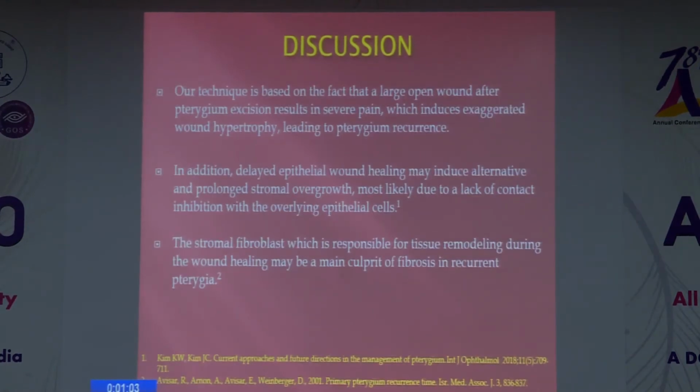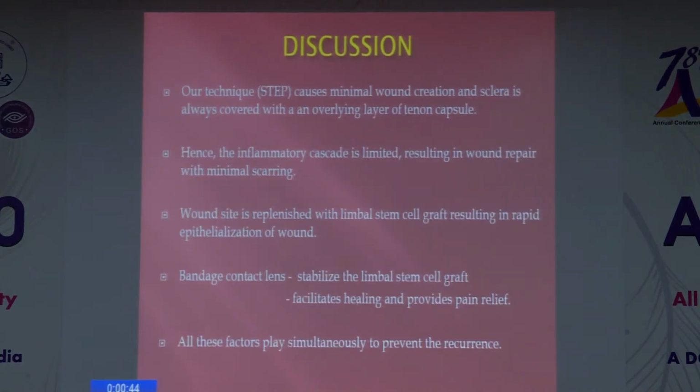Our technique is based on the fact that a large open wound after pterygium excision results in severe pain, which induces exaggerated wound hypertrophy, leading to pterygium recurrence. In addition, delayed wound healing may induce alternative and prolonged stromal overgrowth, most likely due to a lack of contact inhibition with the overlying epithelial cells. Our technique causes minimal wound creation and the sclera is always covered with an overlying layer of Tenon's capsule. Hence, the inflammatory cascade is limited, resulting in wound repair with minimal scarring.